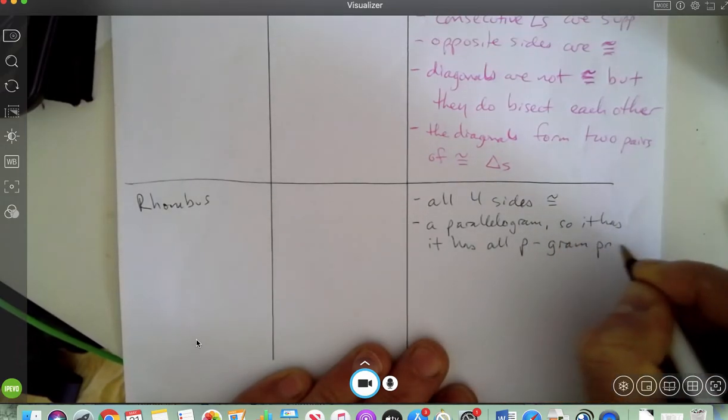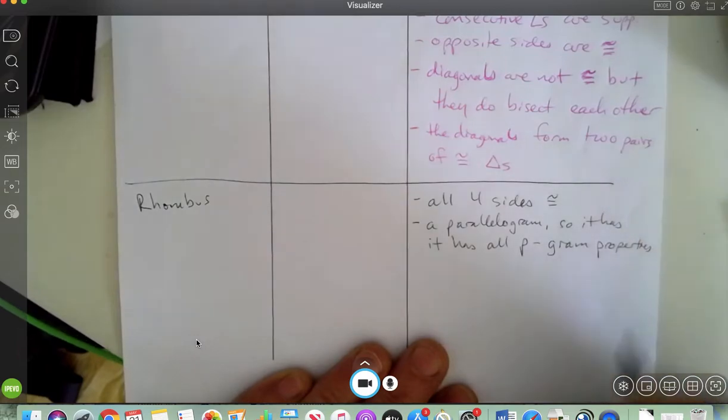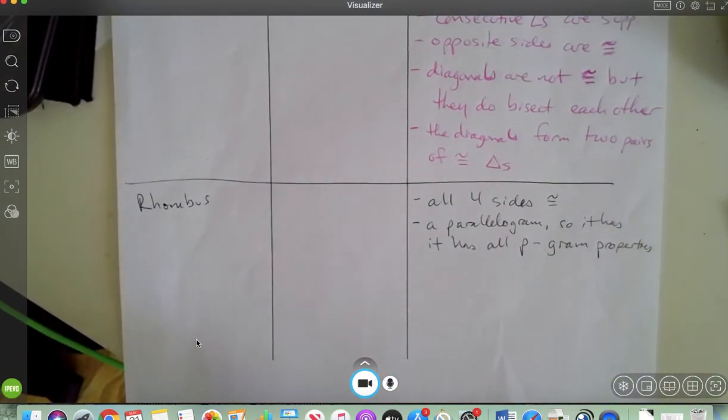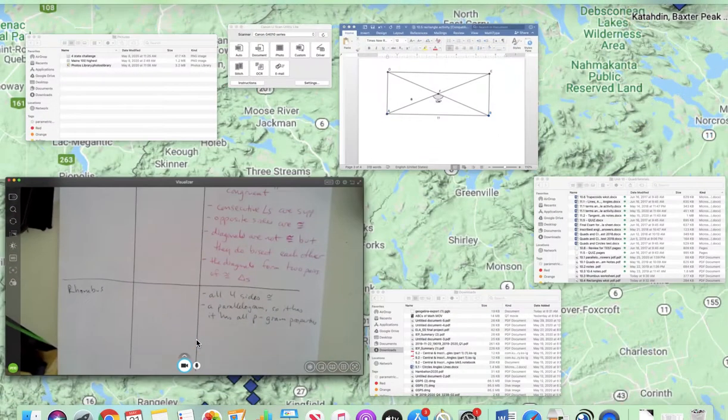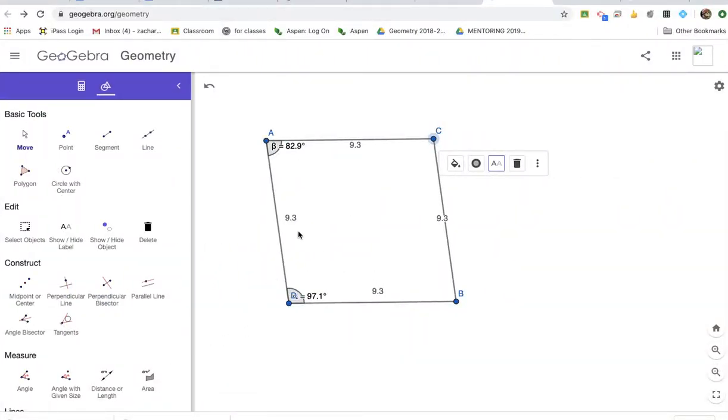We can see there's a whole list of them: opposite sides are congruent, diagonals are not congruent but they do bisect each other, diagonals form two congruent triangles, consecutive angles are supplementary, lots of things from before. Also opposite angles are congruent, that was a big one. All of these properties still apply because it's a parallelogram.